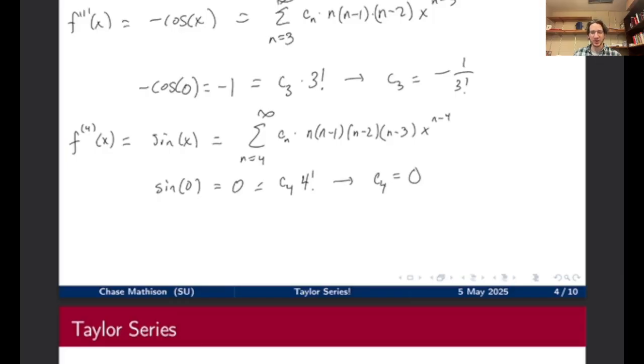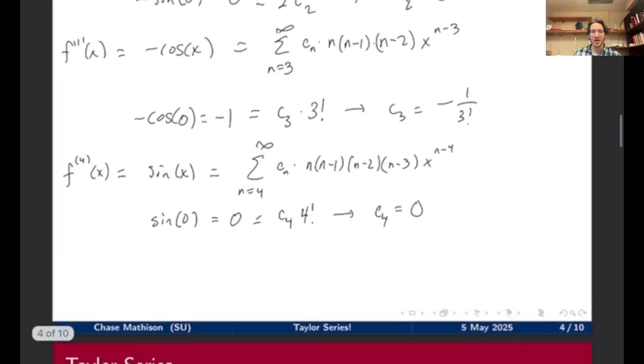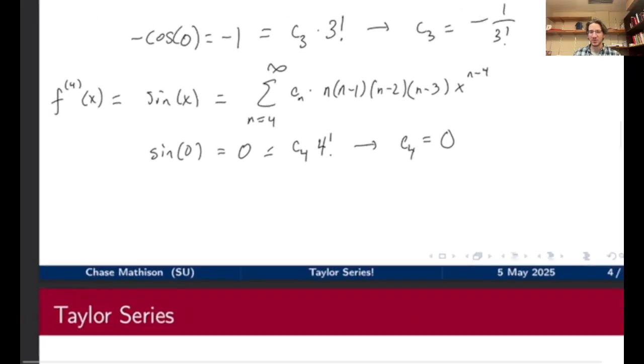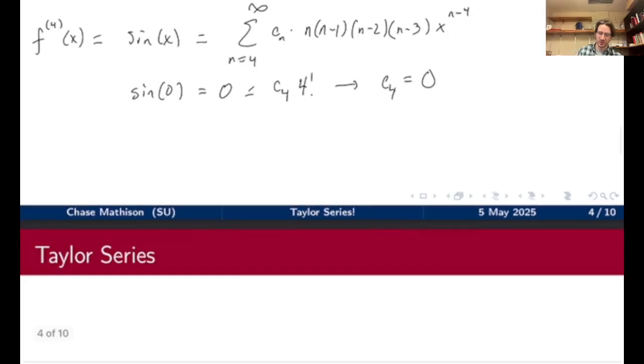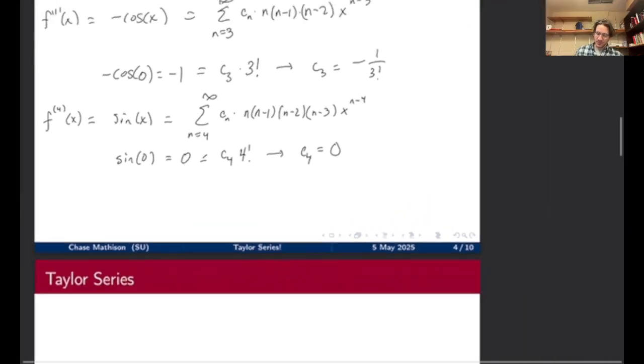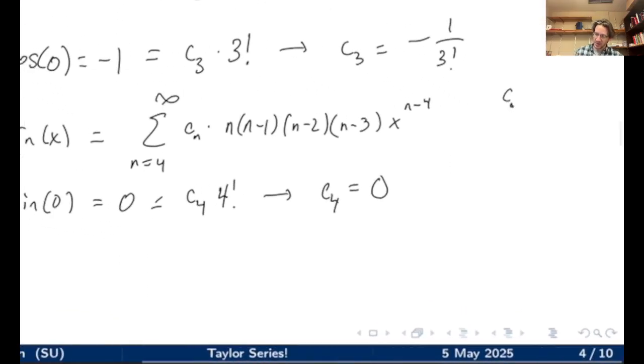So the next derivative, when I plug in 0, I'm going to get 1 on the left. And think about what you would get on the right. You would get 5 factorial C5, right? And so on and so on. So, sort of picking up on the pattern, let's go back and look here.